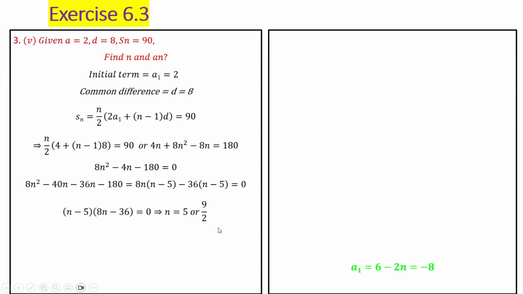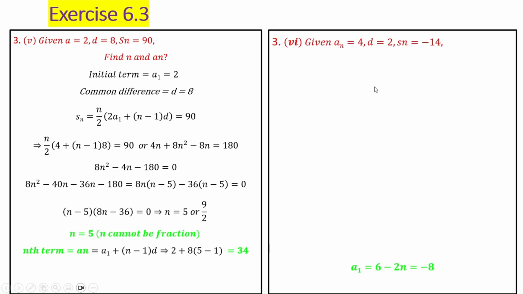And it is very clear, the total number of terms cannot be a fraction, right? It has to be an integer. So 9 by 2 is not correct. So the only possibility is n equal to 5. Once I know n equal to 5, I just substitute the values into the equation for an, and I get 34.